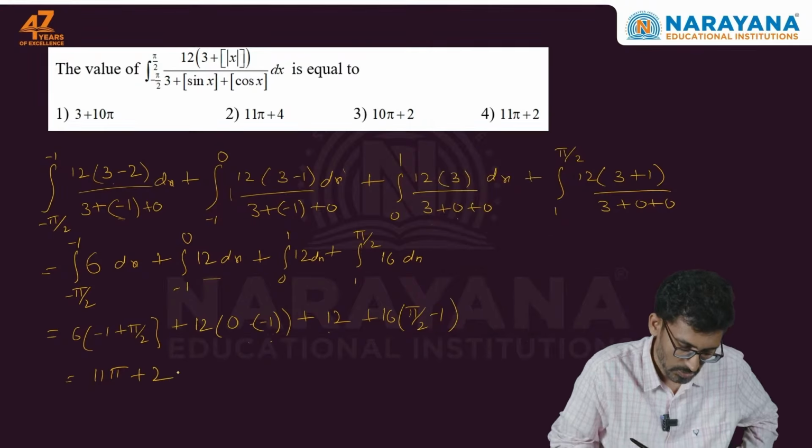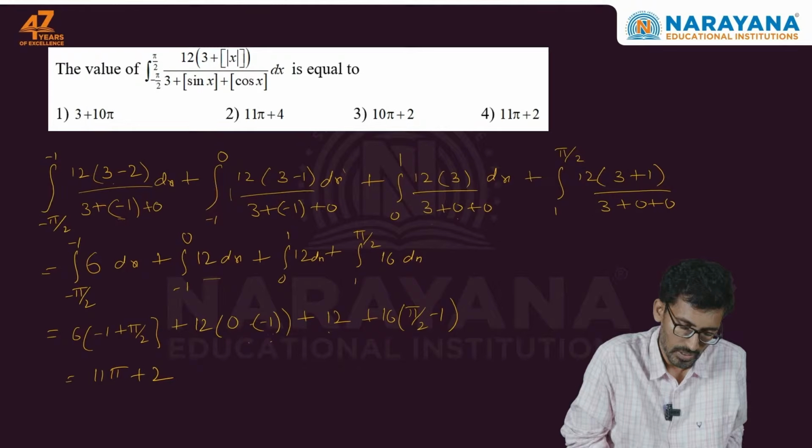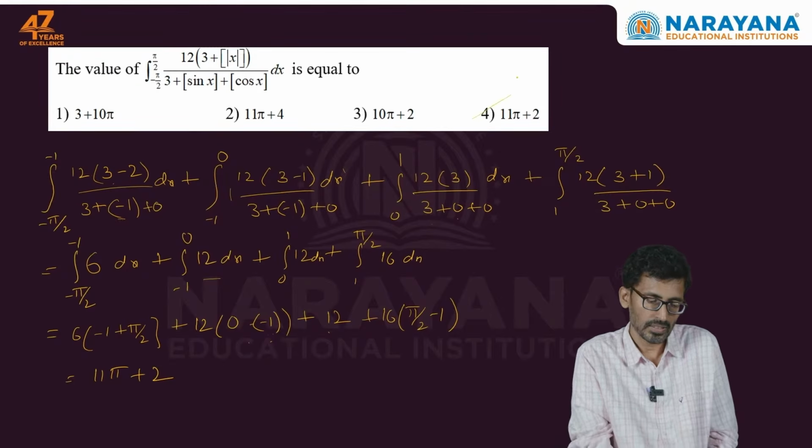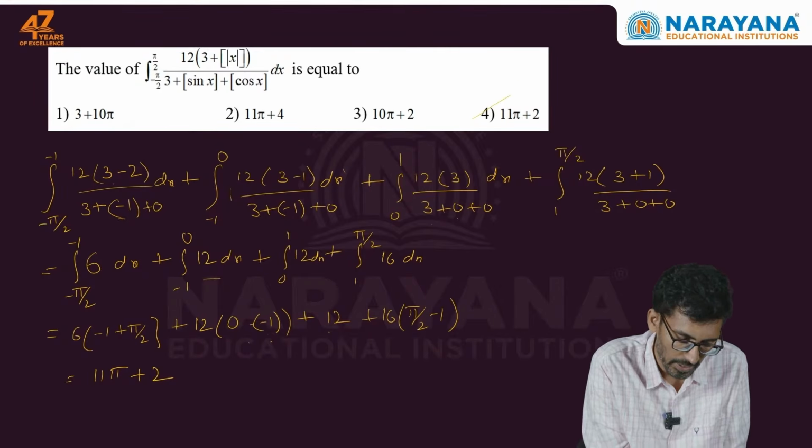2. So the final answer we are getting is 11 pi plus 2. So option 4, it is the right answer. It is a slightly lengthy question. We have to do this carefully.